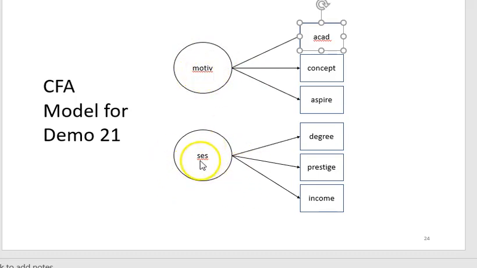And SES is a single factor that these variables, degree, prestige, and income, are regressed on. So that is our a priori measurement model.